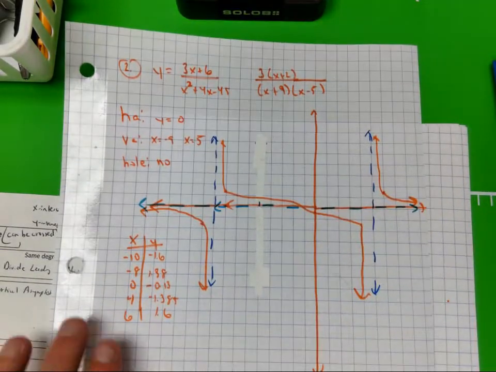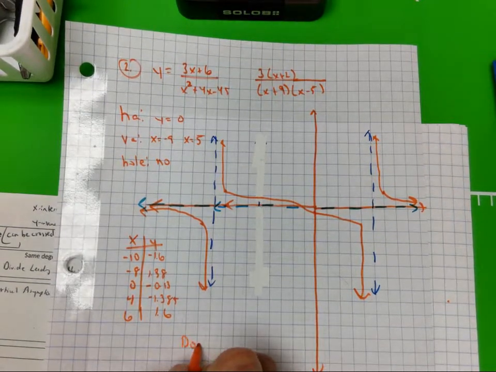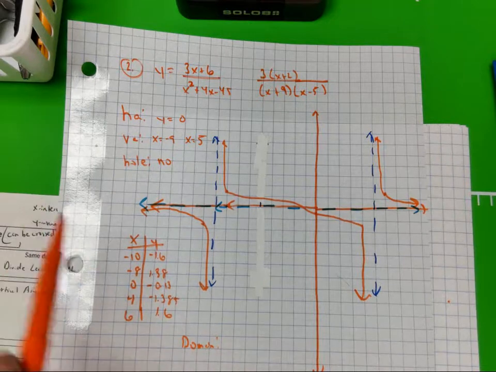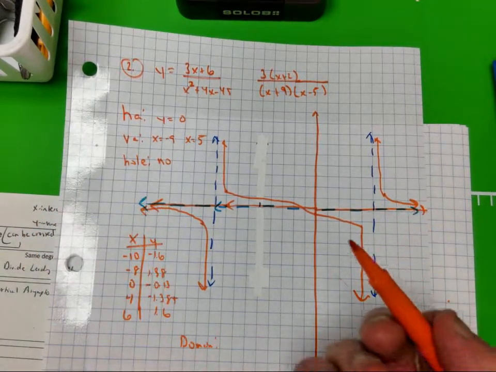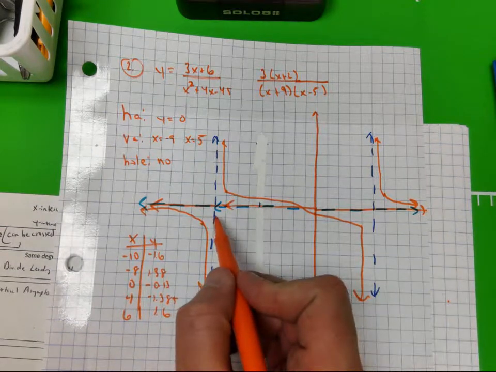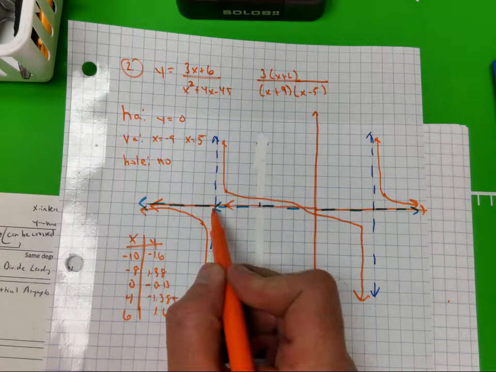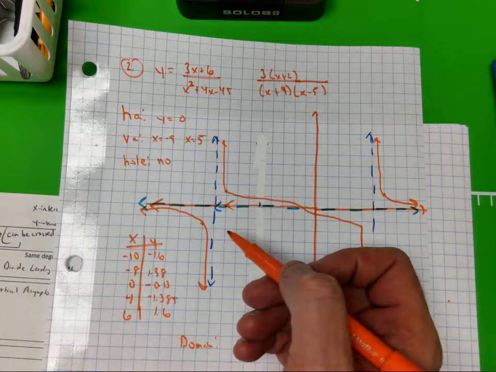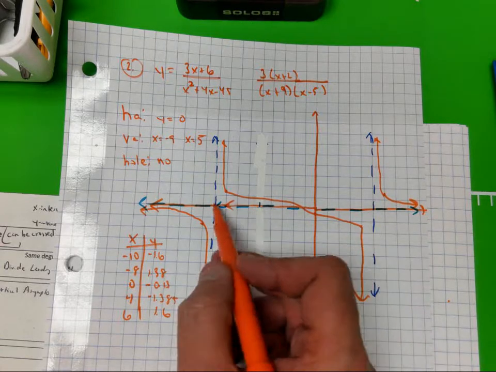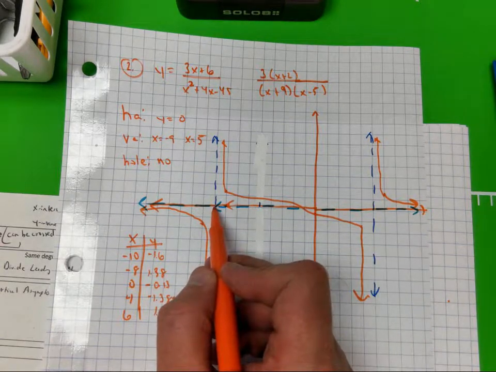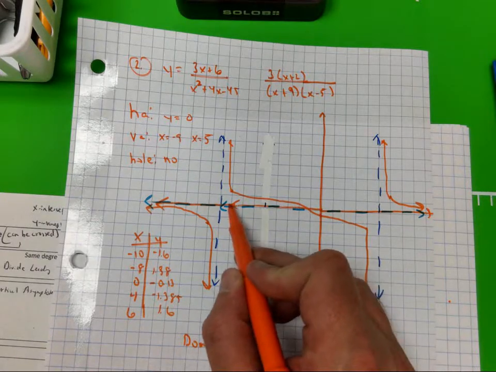And there's your graph. Let's talk about domain and range. Domain, starting from the left. I'm good until I get to what value here? Yes, 1, 2, 3, 4, 5, 6, 7, 8, 9.